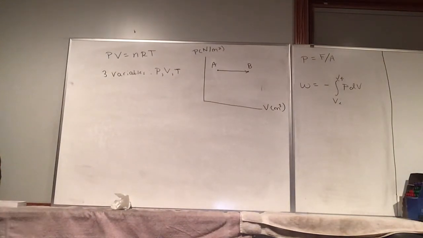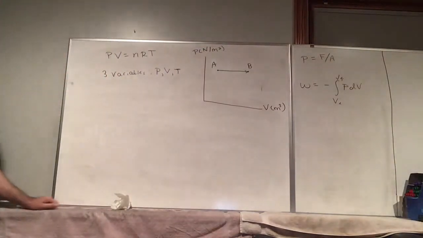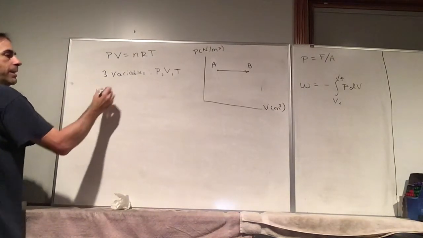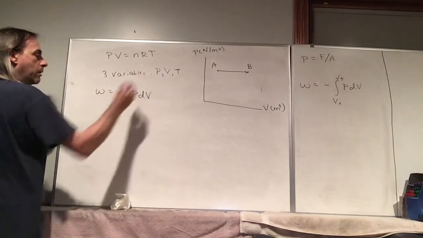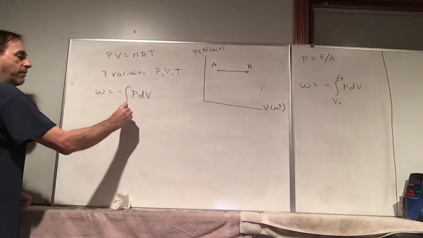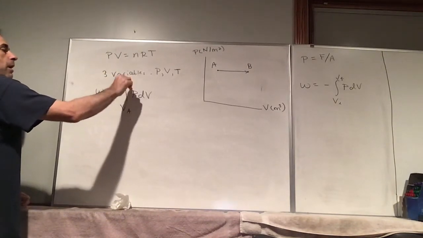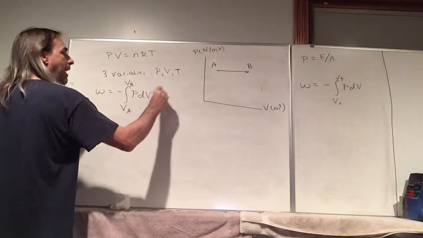So let's calculate the work done in this particular process. We can just write, from the definition, minus the integral of P dV from VA to VB. We're starting at volume A and ending at volume B. Now the pressure in this case is constant, so we can take that out.